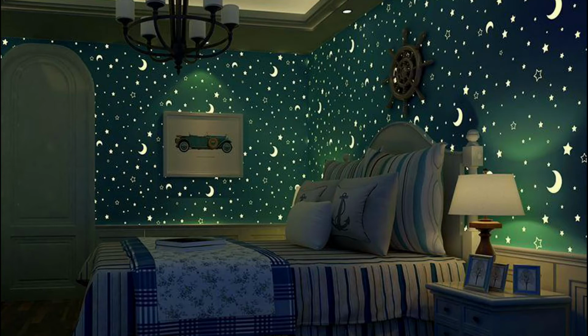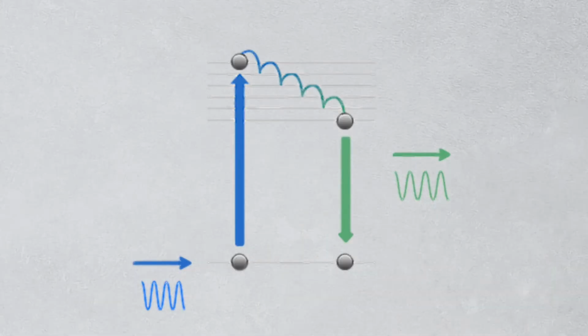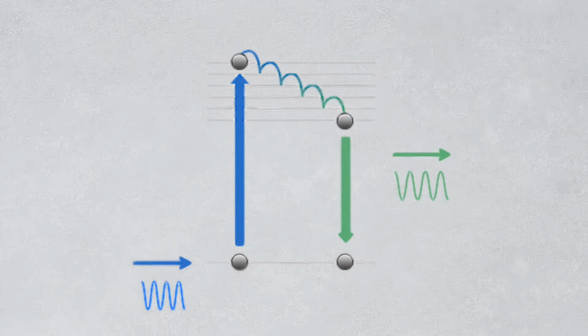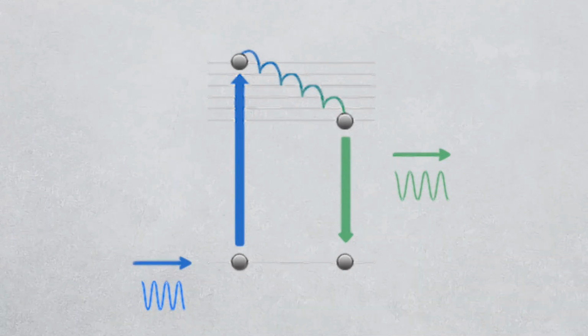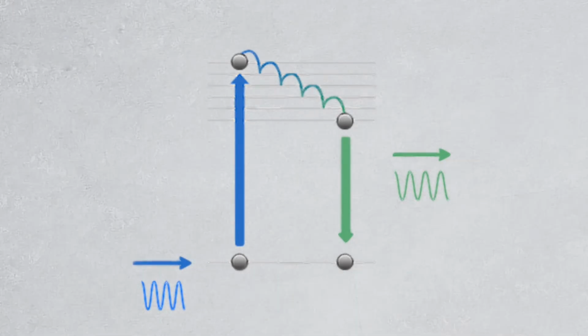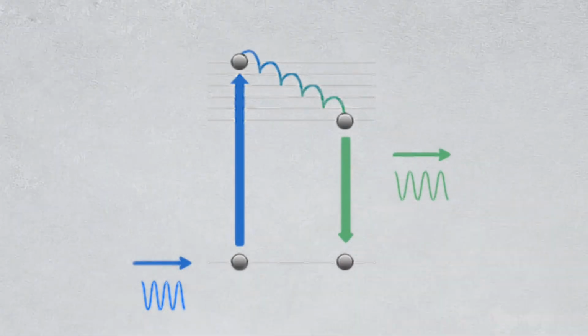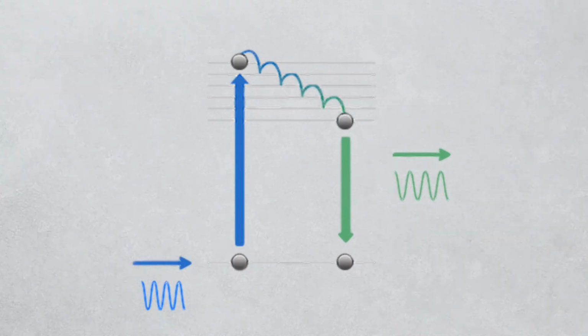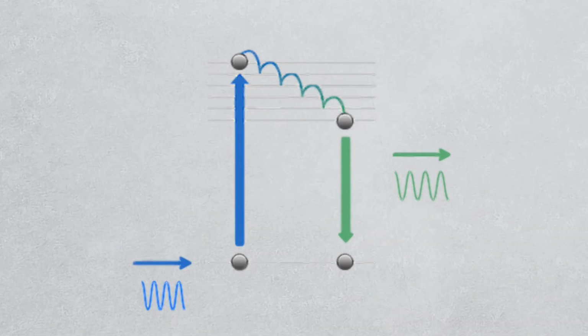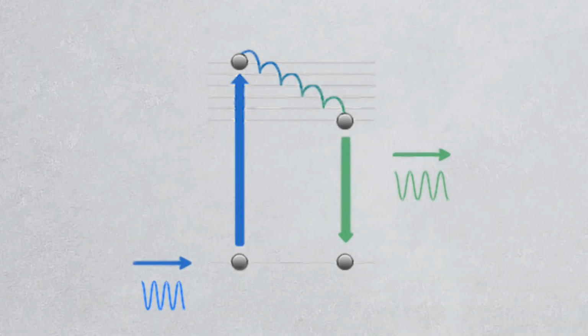Fluorescent objects work in a similar way. A very energetic color of light, like blue or violet, causes an electron to become very excited, right up to the higher energy levels. On the way back down, after some time, the electron will stop at more than one energy level, and therefore it releases colors of light, like green, which are of lower energy.